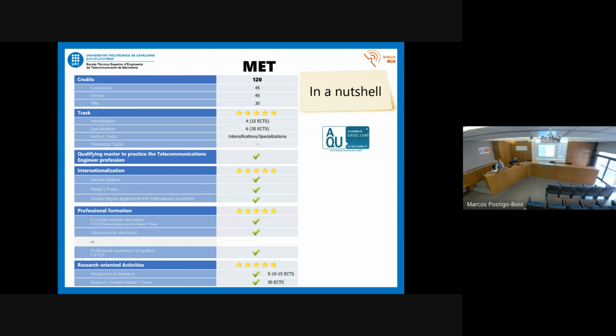You have the option of internationalization, and this means that you can do elective subjects or your master thesis in a foreign university, or also a double degree with an international university. You have also the possibility of professional formation, doing curricular elective internships for 15 ECTS of the master or your master thesis, and also extracurricular internships, or you can recognize your professional experience, and you can follow research-oriented activities such as the introduction to research, up to 15 credits, and your master thesis.